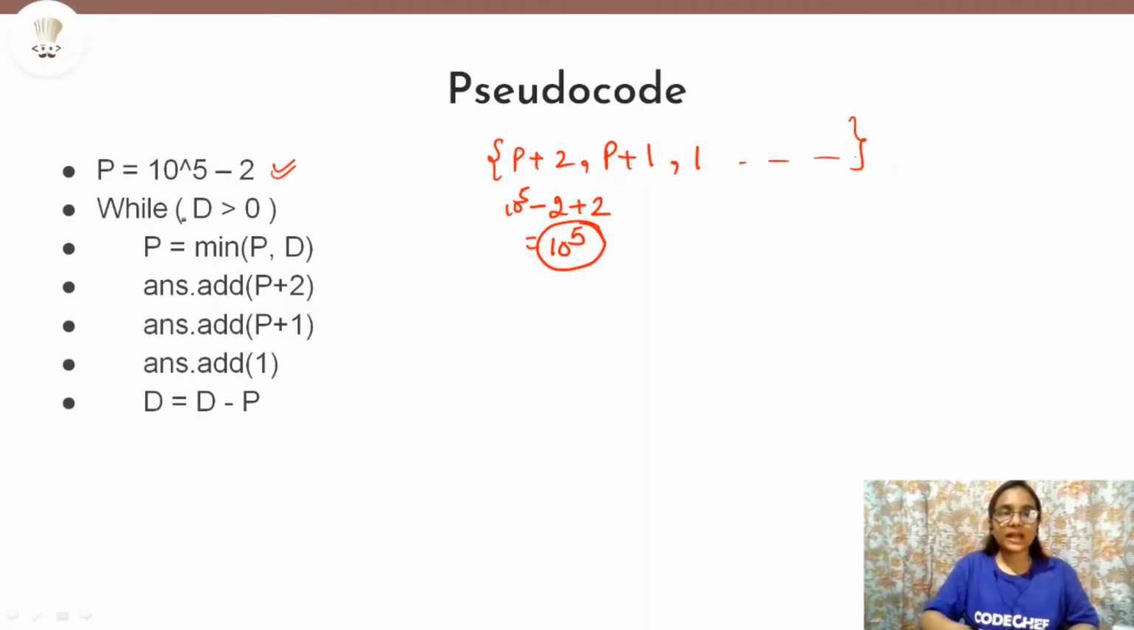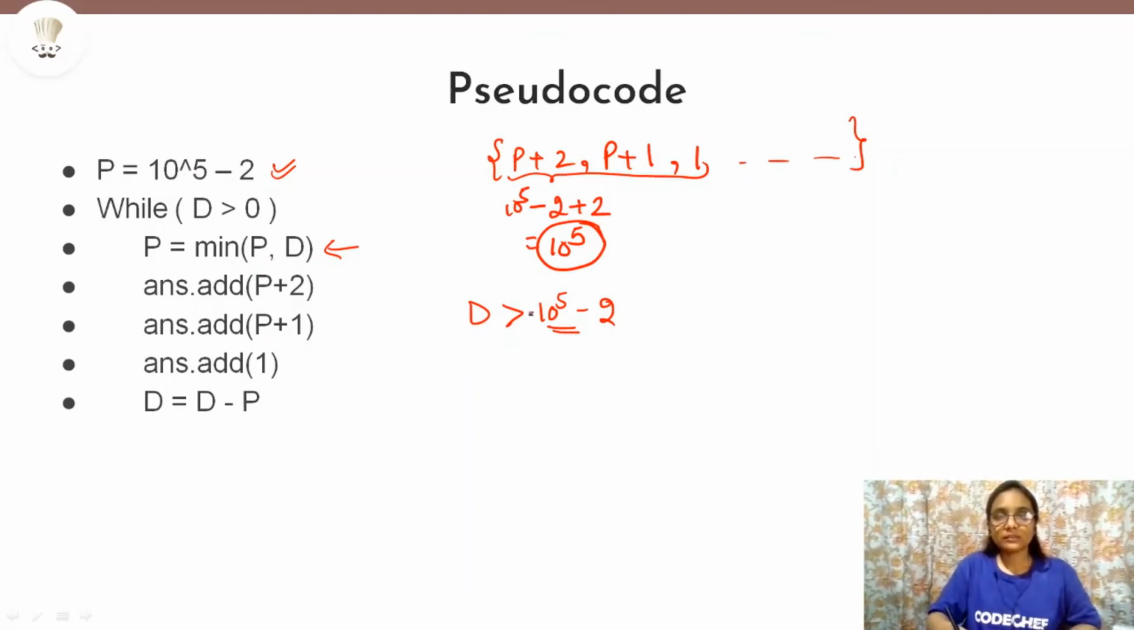Now we will run a loop, and this loop has to run until d is not equal to 0. So what have we done here? We are selecting the minimum of p comma d. Why so? We already know that if d is greater than 10 to the power 5 minus 2, then we have to put these segments into our sequence of p plus 2, p plus 1 comma 1. So if your d is greater than this number, what can be the minimum p that can be contributed each time? It can be 10 to the power 5 minus 2. That is why we have taken the minimum of p comma d.